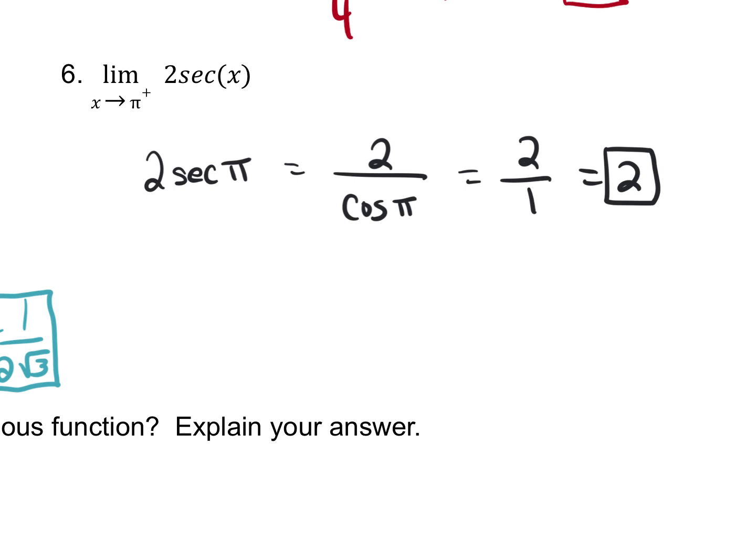So no real issues there. It's really just a plug-in limit. Now, the plus, remember, means what happens as it approaches from the right, and the minus would be what happens as it approaches from the left.